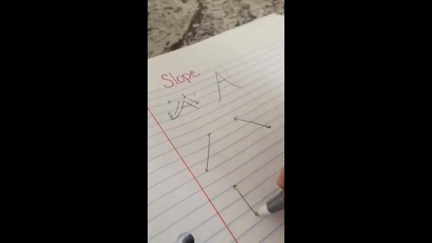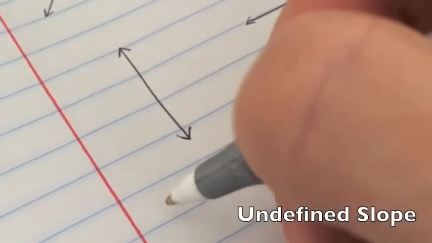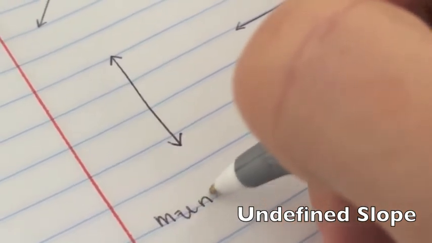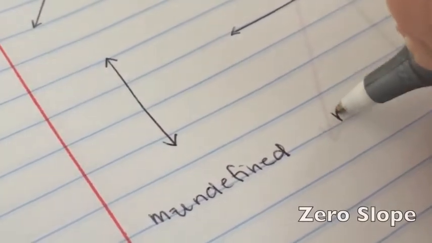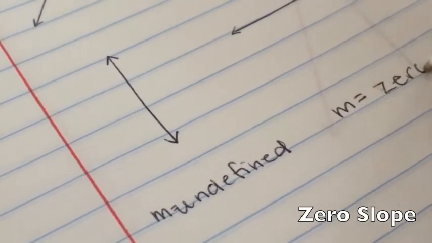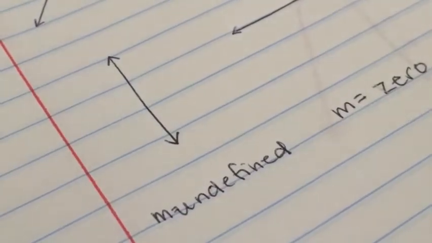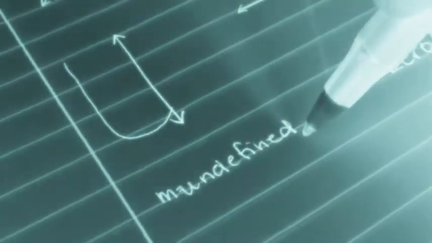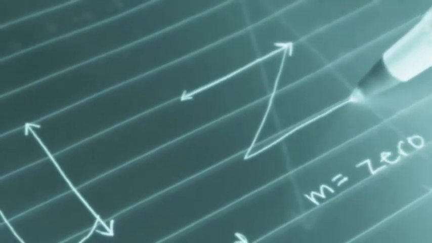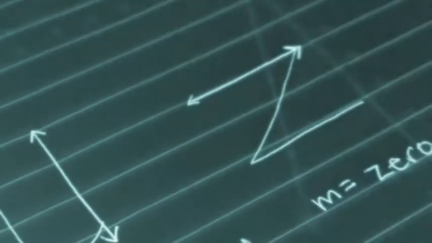There are also lines that are vertical and there are lines that are horizontal. The slope of a vertical line is what we call undefined. And the slope of a horizontal line is 0. I remember the slope of each of these lines because in a vertical line, you could turn this into the letter U. That's the start of the word undefined. In a horizontal line, you can turn this into a letter Z for the start of zero.